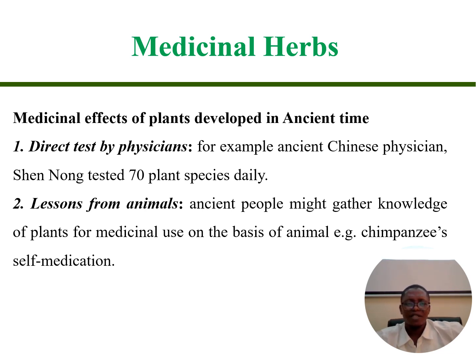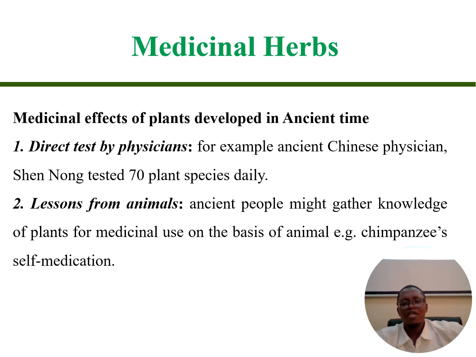Sometimes plants are tested directly by physicians to see which of these is useful, and this is what we call trial and error. It's not very safe because you don't know which of the plants is poisonous, but they can test directly. For example, the ancient Chinese physician Shen Nong tested 70 plant species daily so as to know which of them is therapeutically advantageous to the people.